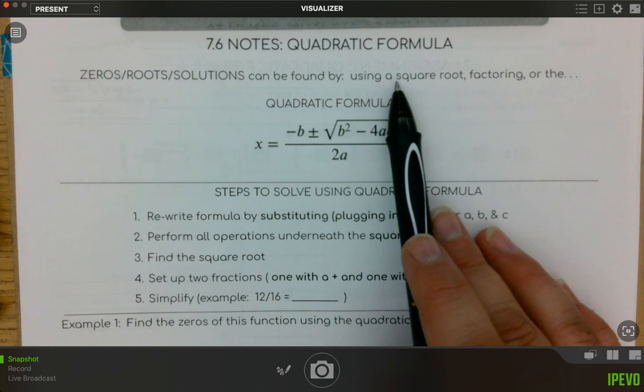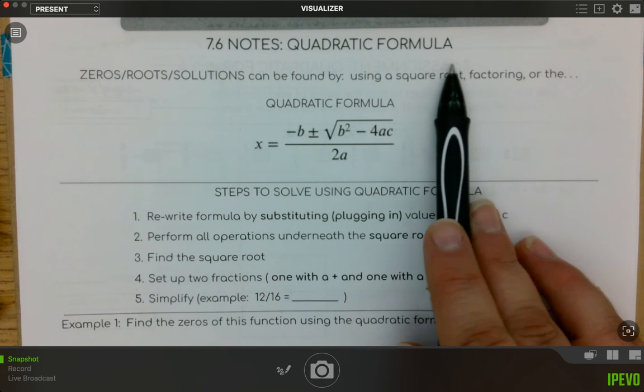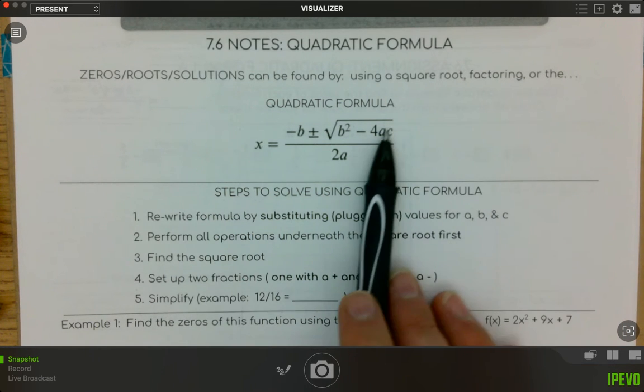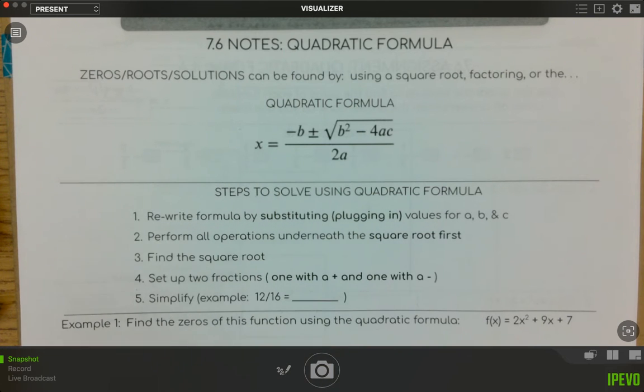One way that we've talked about already is the square root method. Another way is factoring. These two only work out if the numbers work out. This one is sort of like the end-all be-all. You can always use the quadratic formula.